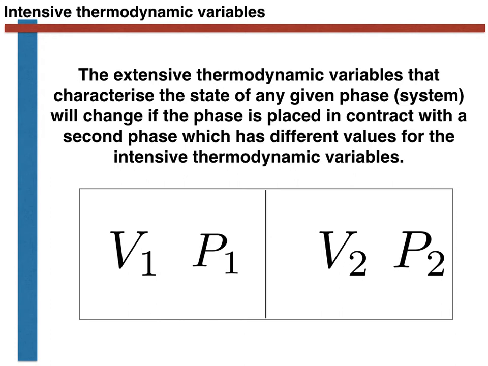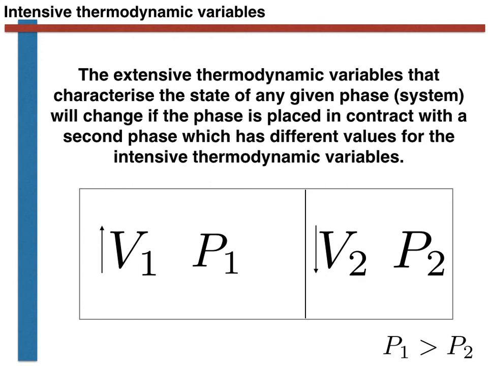Let's consider the meaning of this statement by examining how the two-phase system shown here behaves. Let's suppose that P1 is greater than P2. We know that phase 1, the one on the left, will expand as a result of this pressure difference, and its volume will thus increase. At the same time, the volume of phase 2 will decrease, because I am requiring here that the total volume V1 plus V2 remains constant.